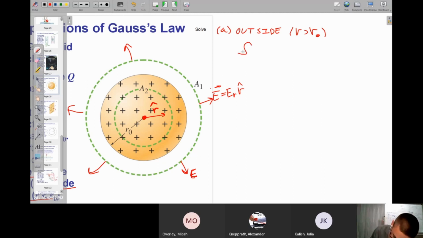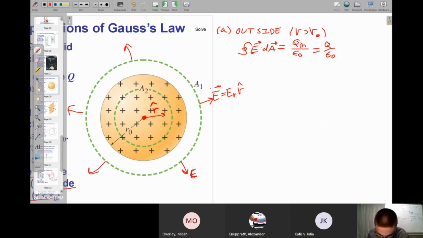Then I can do Gauss's law: the integral of E dot dA is equal to Q in over epsilon naught. Okay, the outside one is not too bad, right? What's the Q enclosed when you're at A1 there? What's the Q enclosed by that sphere A1? It's just the total charge Q. The whole sphere is inside of the surface, right? So Q over epsilon naught is the right-hand side of this equation.